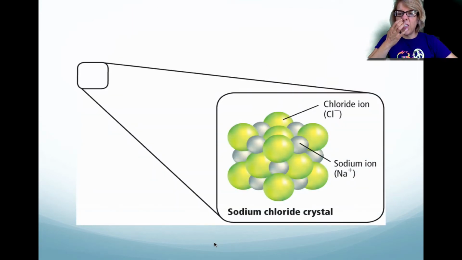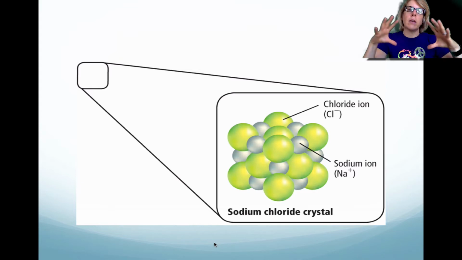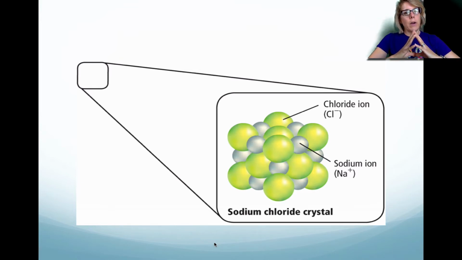So here is an example of a sodium chloride crystal. Notice that the green spheres represent the chloride ion, which is bigger. Remember, it gained an electron, so there's a little more repulsion and it takes up more space. And the sodium ion lost an electron. It gave it to the chlorine atom, and as a result, it got smaller.